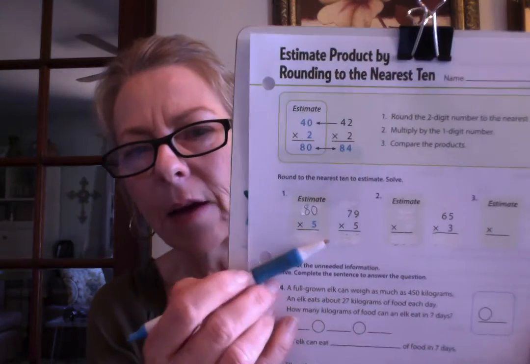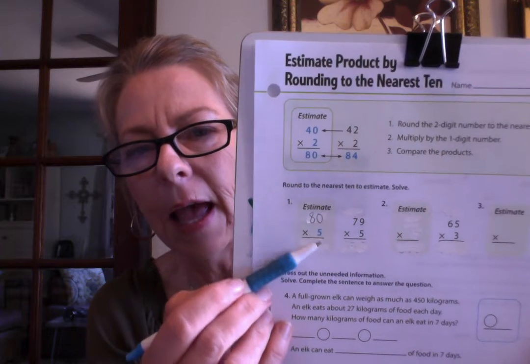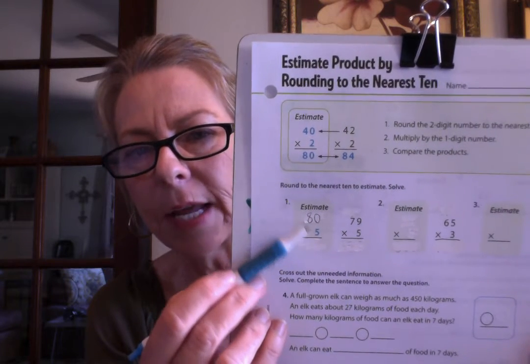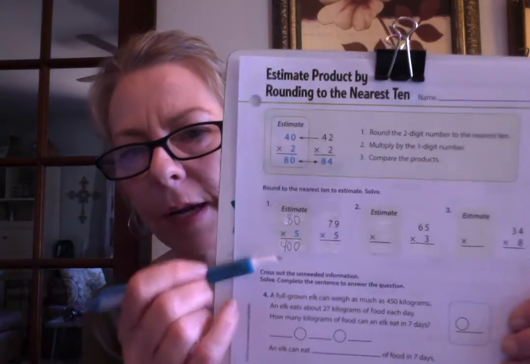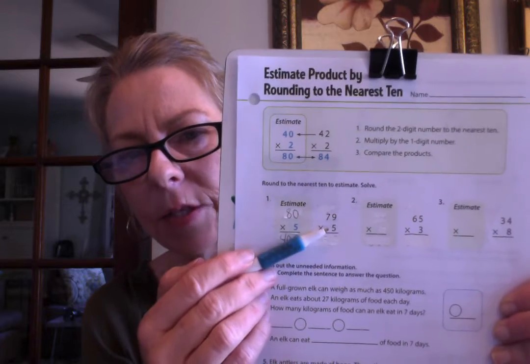So our estimate now is 5 times 80. And think about what we did yesterday, the basic math fact. 5 times 8 is 40. And then we add a 0 for the ones place. So 400 is our answer. Now let's do it exact.